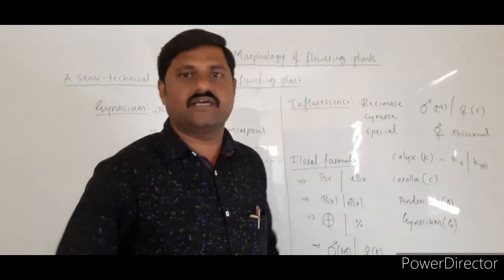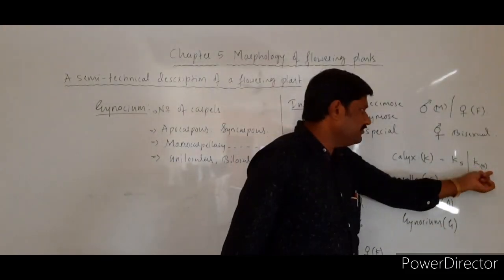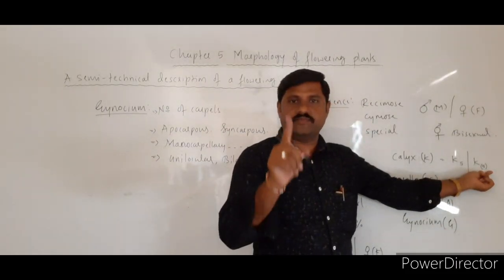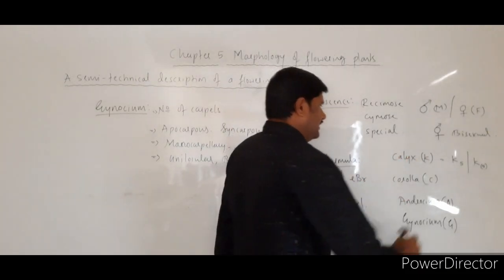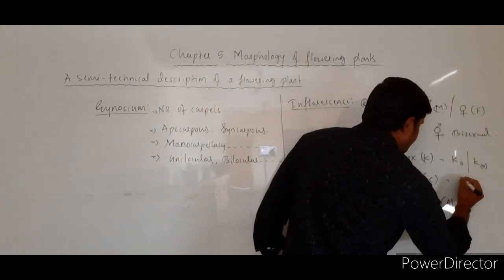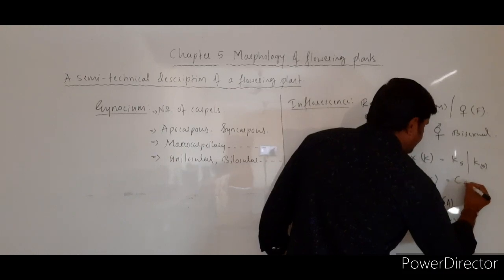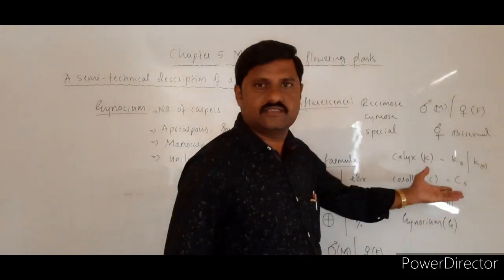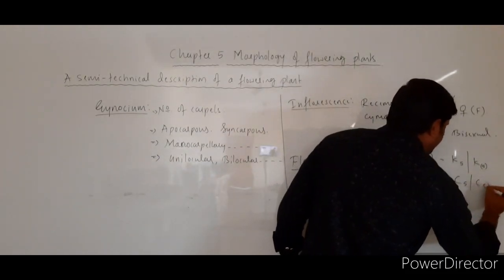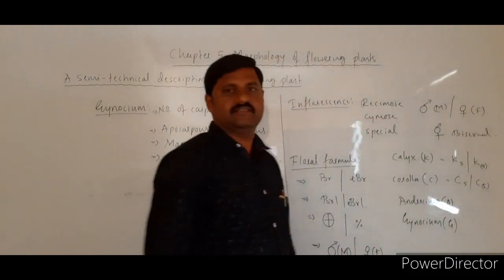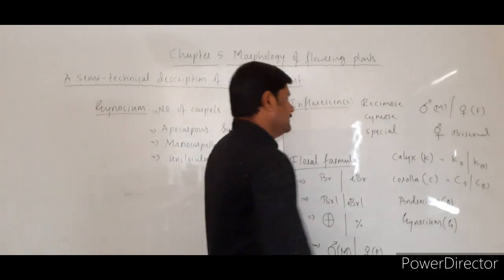K5 is kept inside the bracket. This bracket indicates all the sepals are fused. In the same way, petal condition. Alright? So, corolla, that is C, there are also 5. All the petals may be free or sometimes petals may be fused. Then indicate like this. Okay.